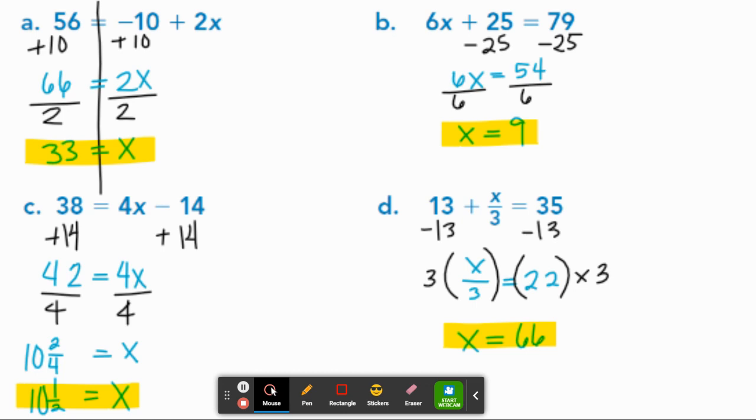Remember, x over 3, if it's a fraction, that means division because you're dividing x by 3. If you need a moment to take these notes, go ahead and pause here.